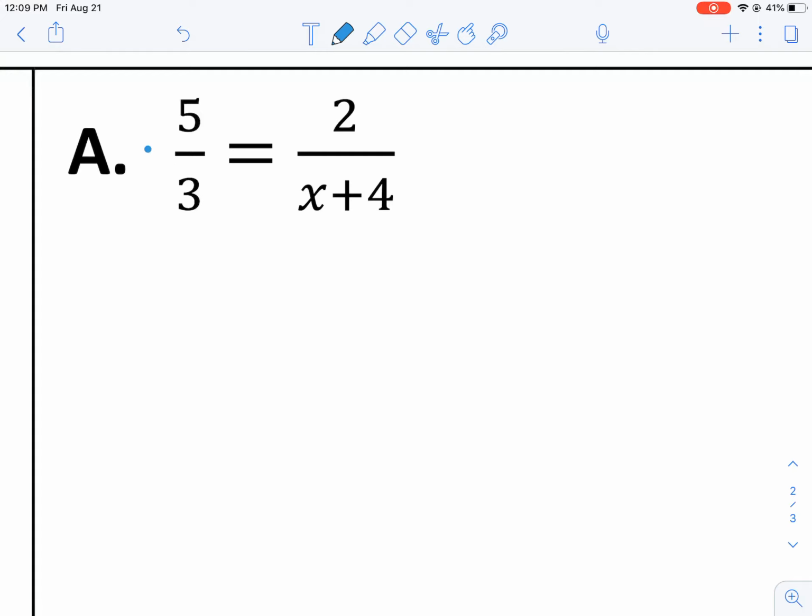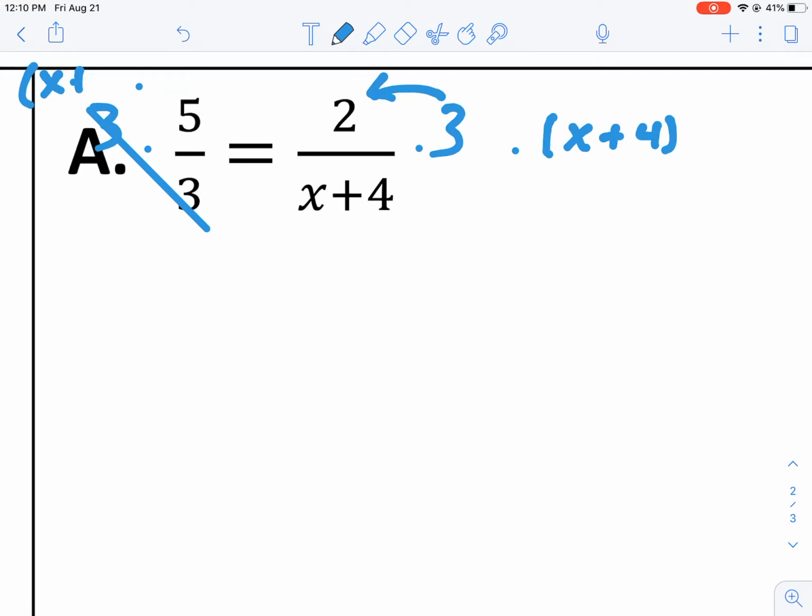that. So think about if we multiplied both sides by 3 here. We multiply both sides by 3. What happens? This cancels out, and since the 3 is on top, the 3 gets multiplied by the 2, right? We want to do the same thing with the x plus 4. So think about if we multiply both sides by x plus 4, right? These cancel out, and the x plus 4 multiplies by the 5.